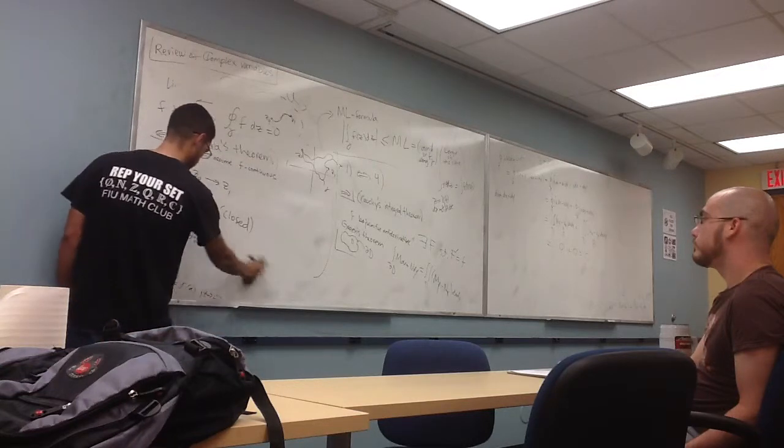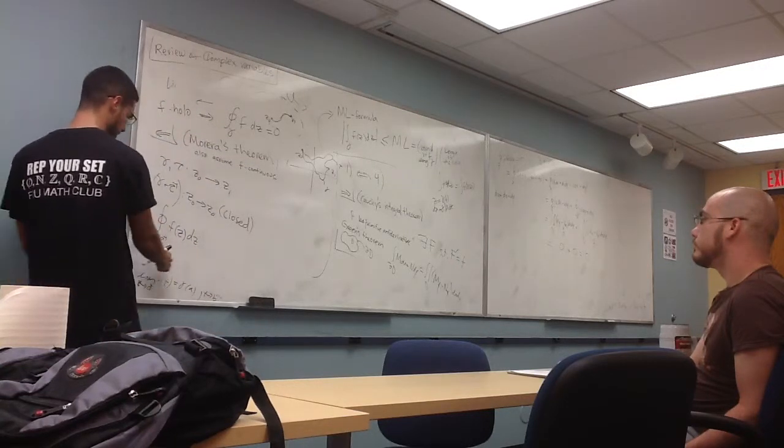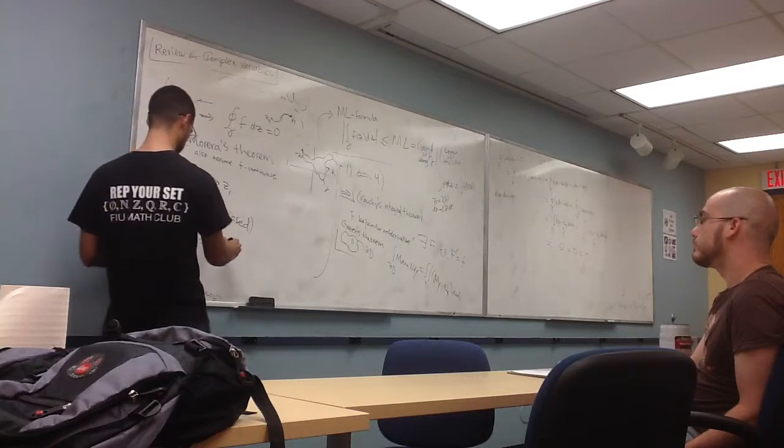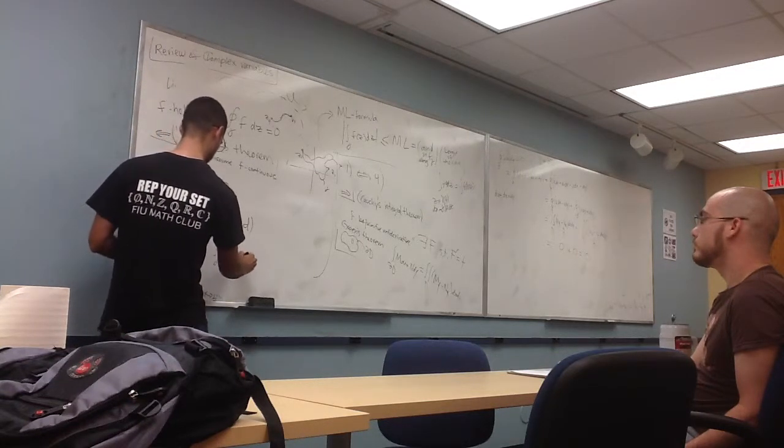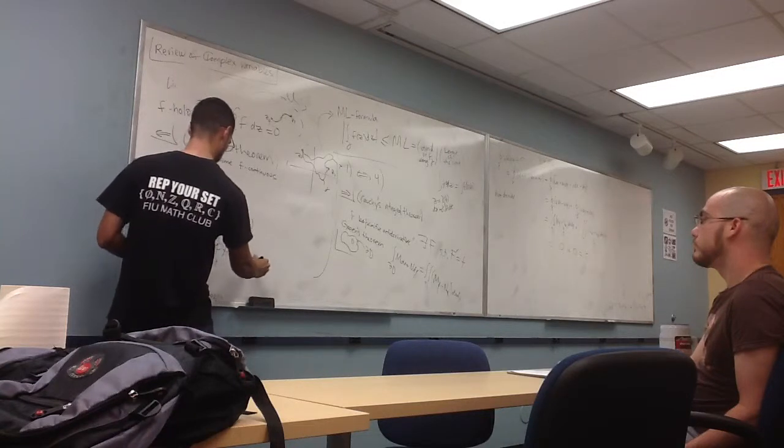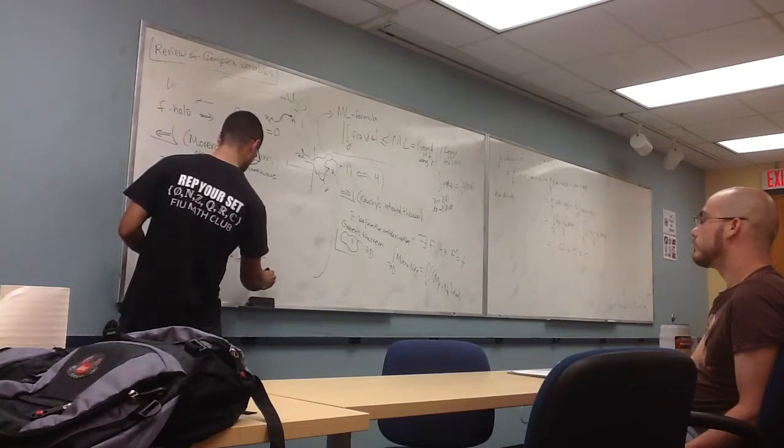So we have that the integral around gamma plus tau inverse of f of z dz is 0. We'll decompose this as the integral along gamma of f of z dz plus the integral along tau inverse.